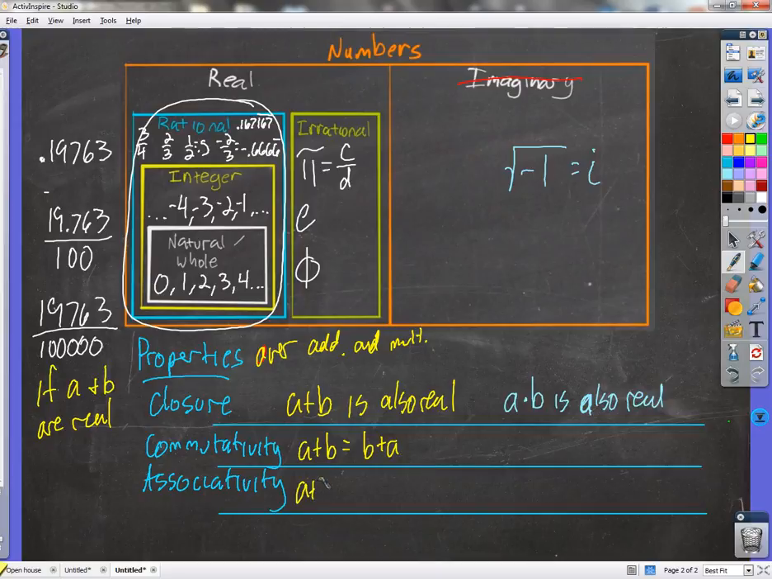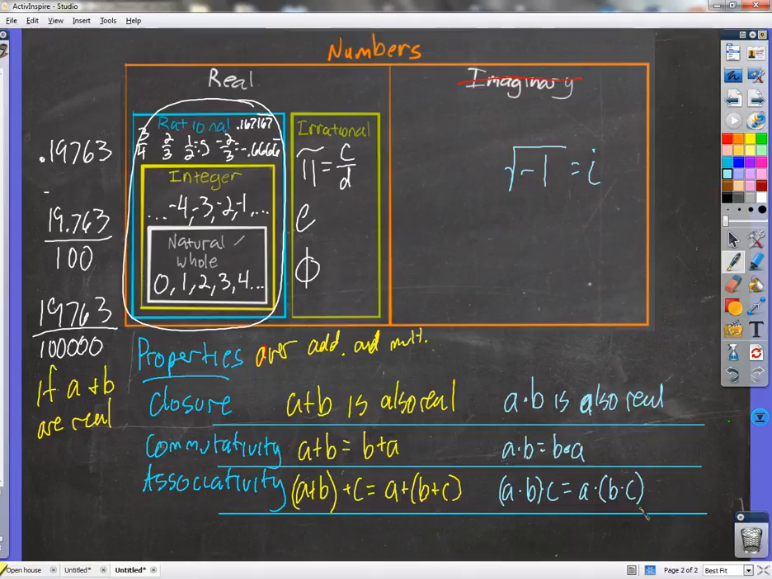Associativity. A plus B, then we add C, would be the same as A plus B plus C. Yes, that is true. Associativity just says we can concentrate our efforts on B and C first, and then do A. I'll put the counterparts for multiplication over here. A times B equals B times A. And A times B times C, if you do A and B first, it would be the same as if you did B and C first.